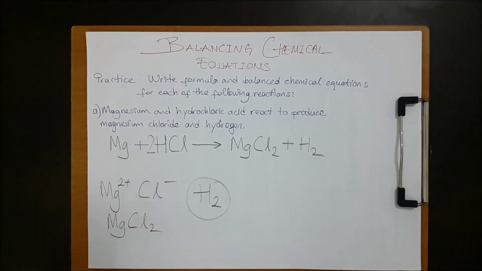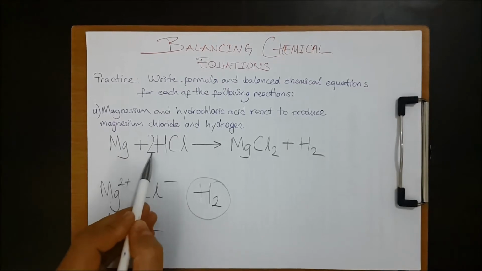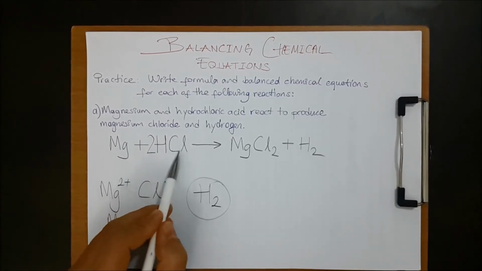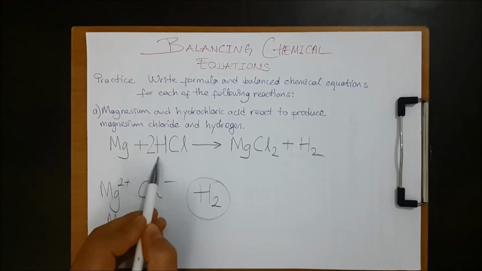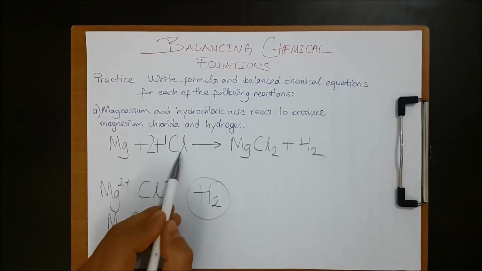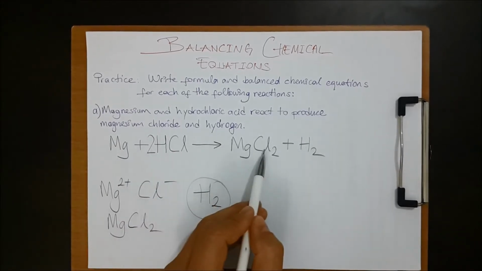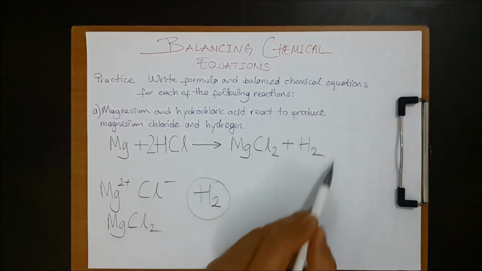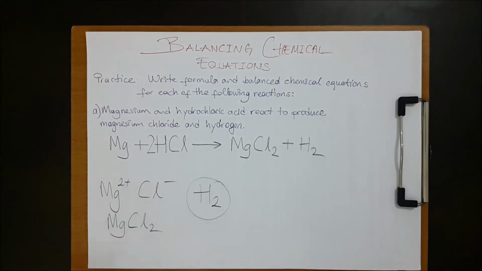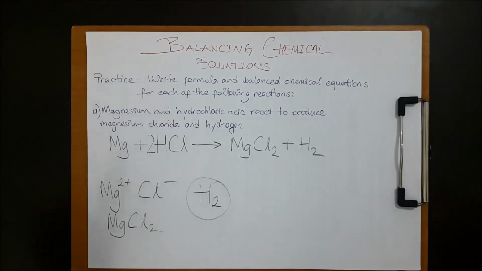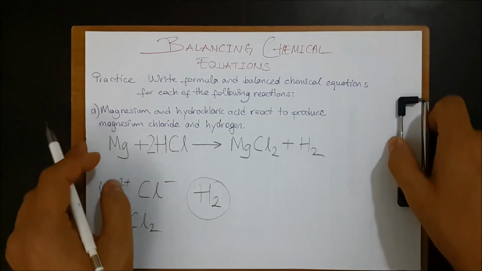By the way, I realized that my chlorine atoms on both sides are automatically balanced. So this coefficient 2 belongs to both hydrogen and chlorine in this formula. So I have 2 hydrogen atoms and 2 chlorine atoms on the left side, I mean on the reactant side, and I have 2 chlorine atoms and 2 hydrogen atoms on the product side. So this is a balanced chemical equation.